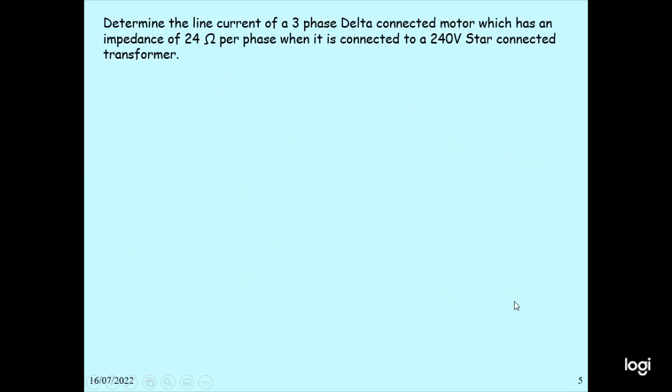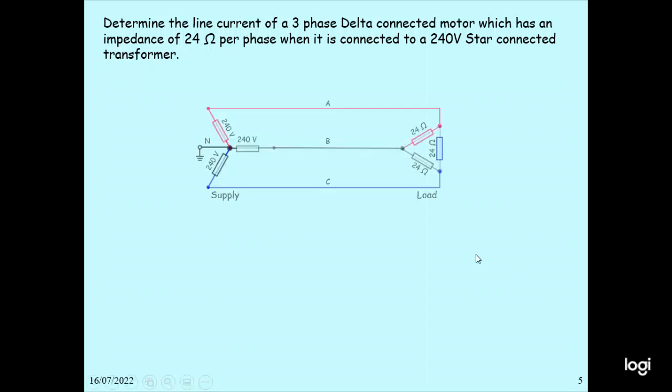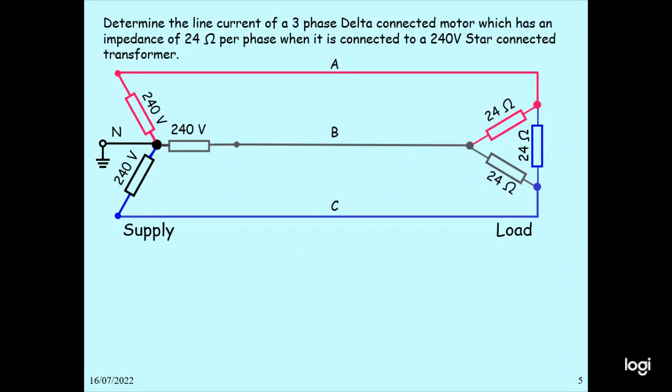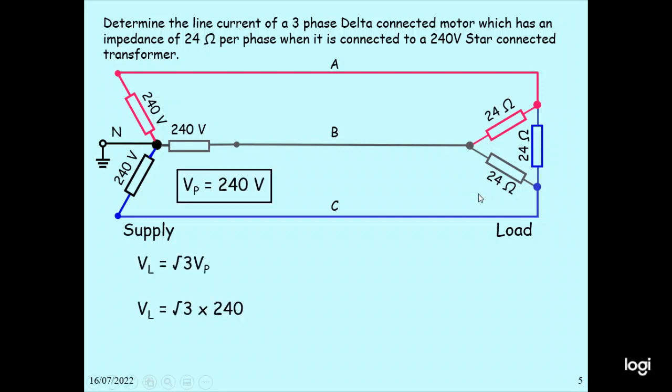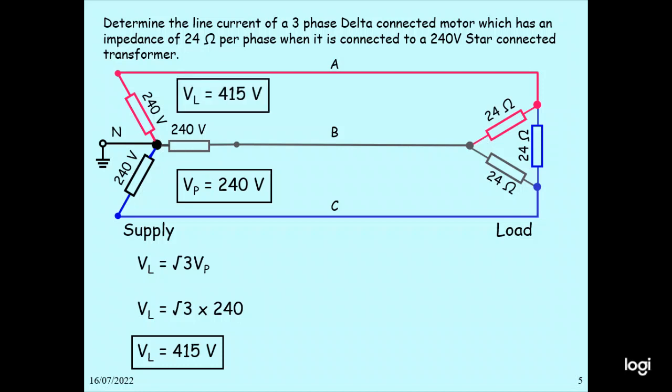Now to calculate: determine the line current of the three-phase delta connected motor, which has an impedance of 24 ohm per phase when it is connected to a 240 volt star connected transformer. So in this case, we have a 240 volt star connection, and the delta connection has 24 ohms connected. The supply phase voltage is 240 volt, V line equals root 3 times V phase, so root 3 times 240, you get 415 volt. So V line equals 415 volt, V phase equals 240 volt. In the delta connection, V line equals V phase.